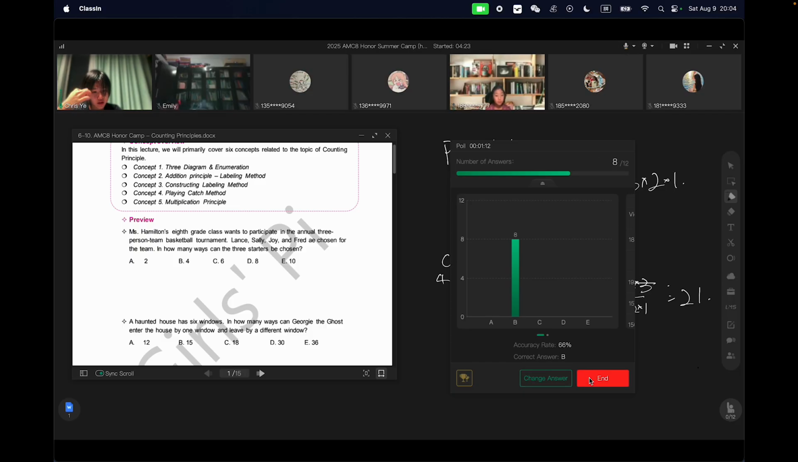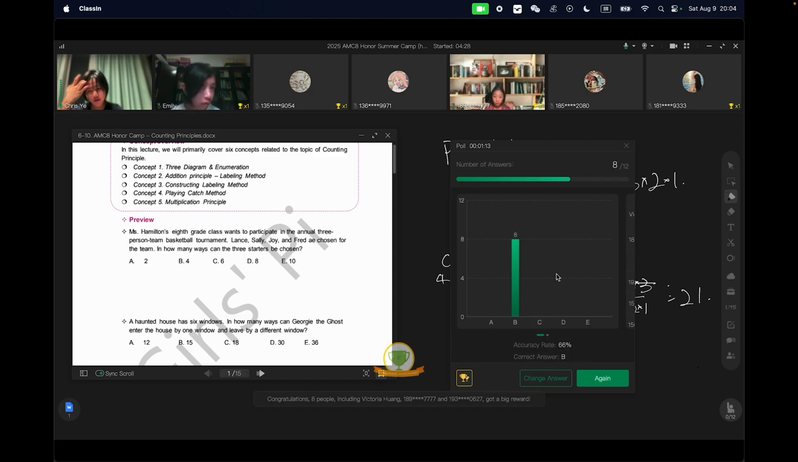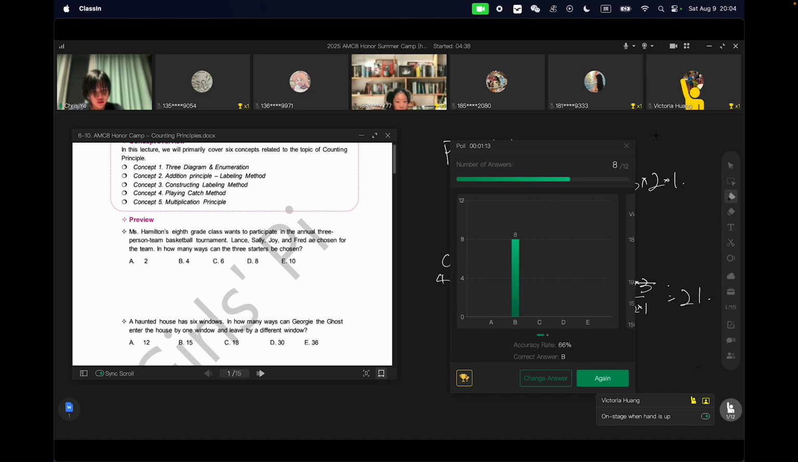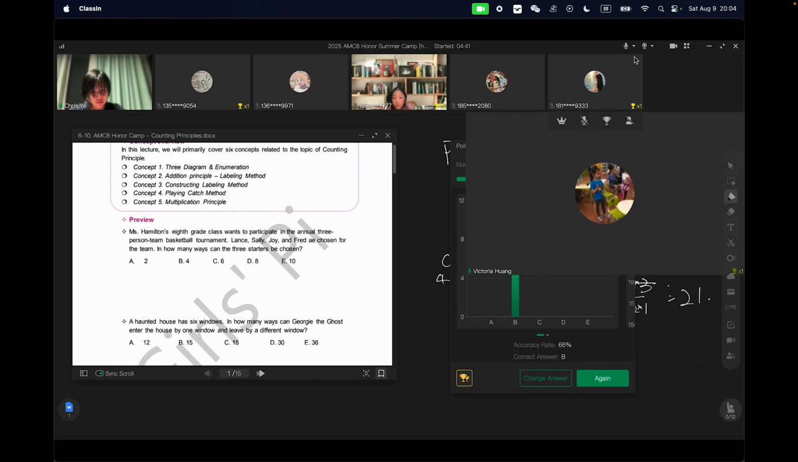Okay, time's up. I'm going to end the answers. Congratulations, everyone who participated were able to get it correct. Would anyone like to explain how they solved the problem? Okay. So I used combination in this problem. There are in total 4 people, and choose 3, which is 4 choose 3, which we get 4. Okay, perfect. Thank you.